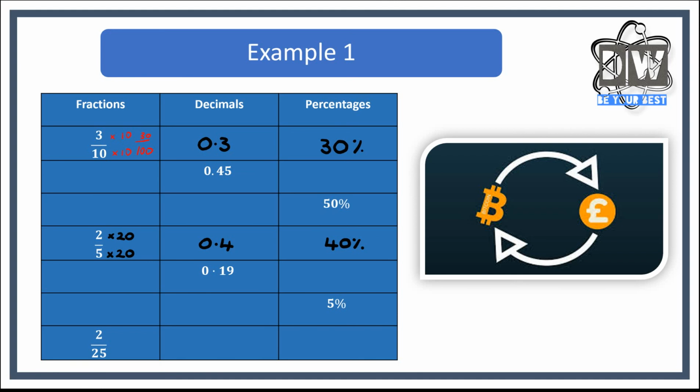And the last one here, this 2 over 25, what would I do to get it to 100? I would times it by 4, so I'm going to times the top and the bottom by 4, and that's going to get me 8 over 100. So 8 over 100, 8 out of 100, we can think of it as a percentage, or we can divide it. I'd end up with 0.08 or 8%.